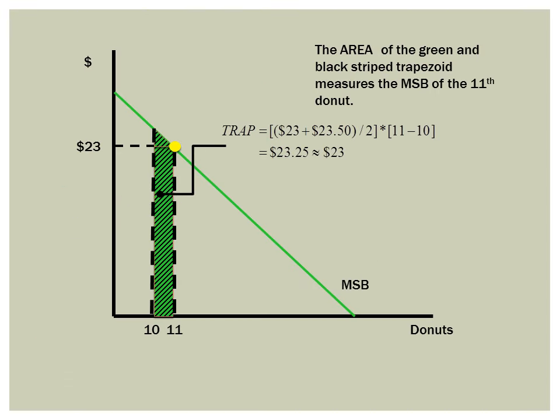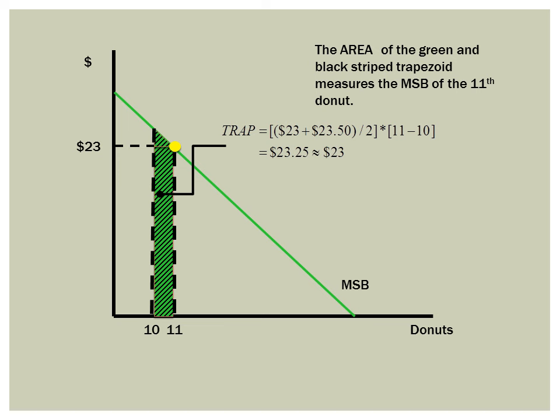Let's be a little bit more concrete. If you look at the graph in front of you, you'll see that there's a downward sloping green line that's labeled marginal social benefit. And then on the horizontal axis, the good in question is donuts. And I've marked off two quantities, 10 donuts and 11 donuts.